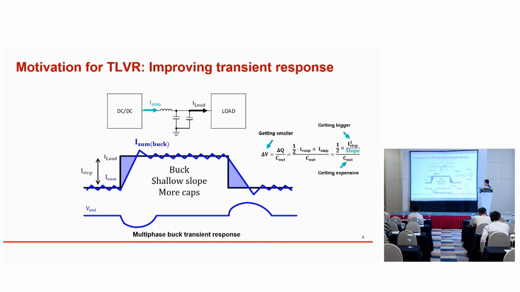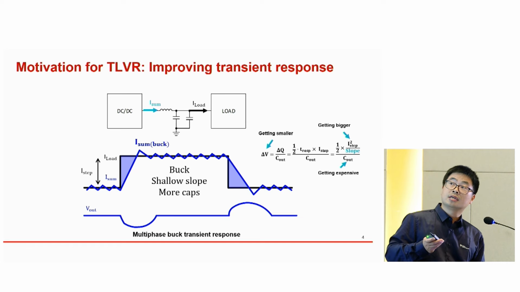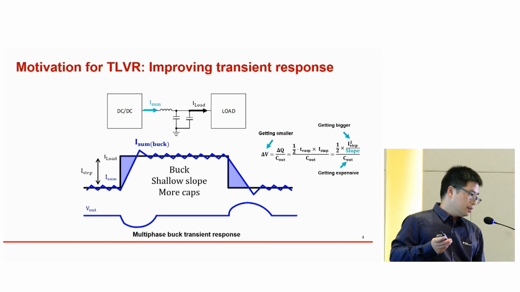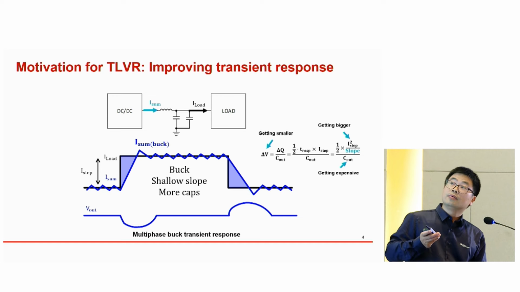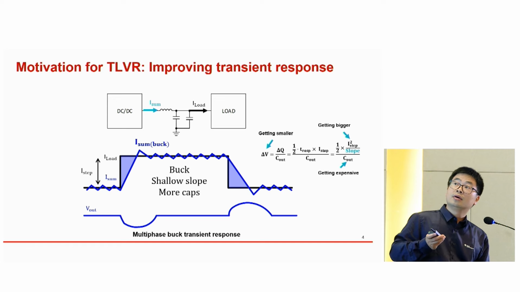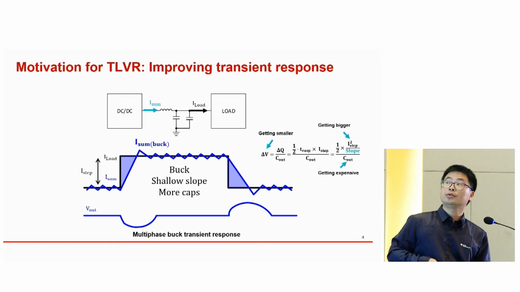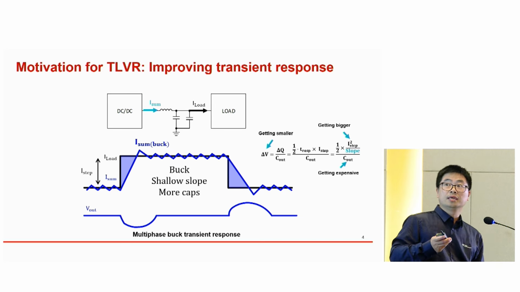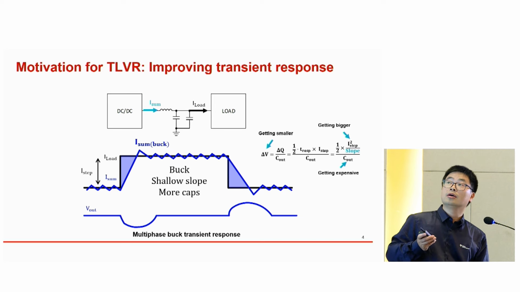In this slide, I have a block diagram. This is the load, meaning the CPU, GPU device, and this is a DC-DC converter. Then we can see there is a low pass LC filter here, used to filter the output current. It means we will get a smaller output voltage ripple. Another thing is decoupling the load from the converter.